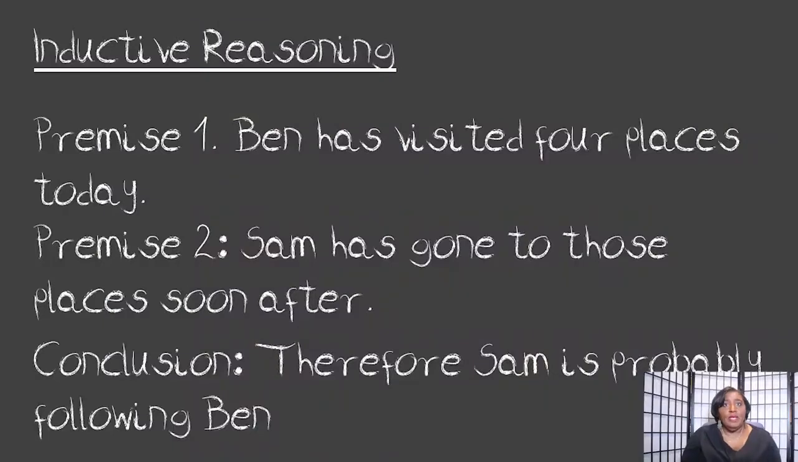Let's look at an example from philosophyterms.com. Premise 1. Ben has visited 4 places today. Premise 2. Sam has gone to those places soon after. Conclusion, therefore Sam is probably following Ben. Is that necessarily true? No, but it's probably true. Inductive reasoning allows us to look at patterns in the world and create general conclusions from them. In science, once those general conclusions are found, scientists can look for deductive proofs to solidify their claims.